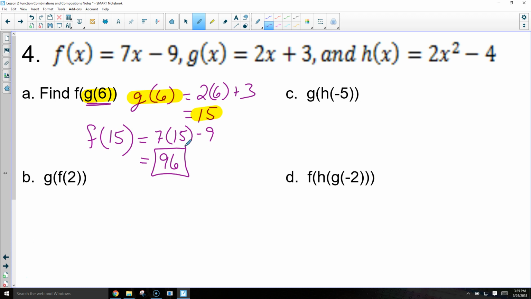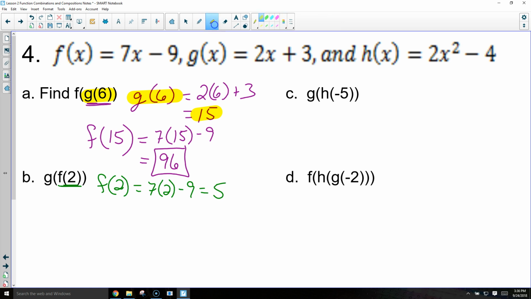Letter B asks us to find g of f of 2. So I work from the inside first. I find f of 2. So that's 7 times 2 minus 9. So 14 minus 9 is 5.